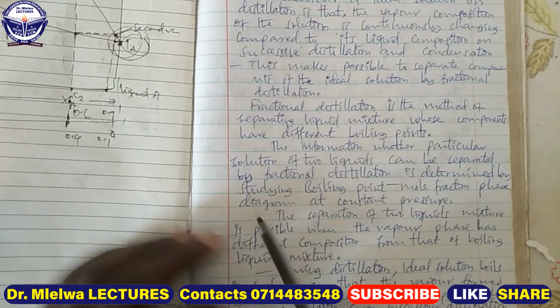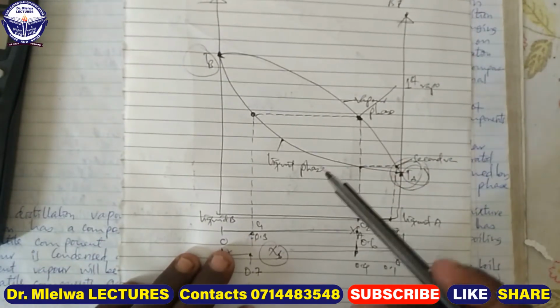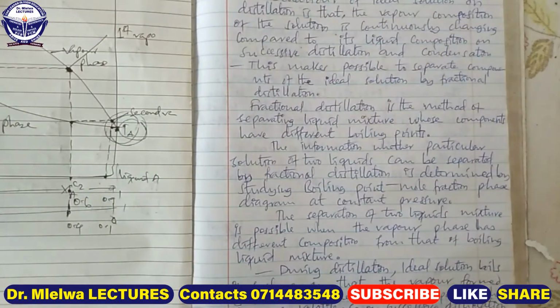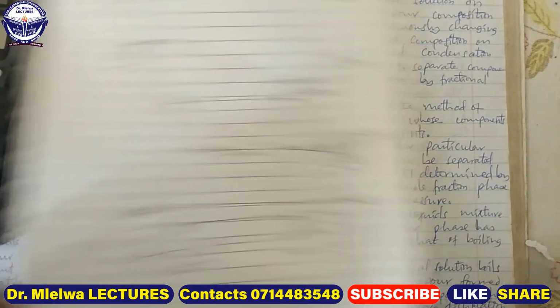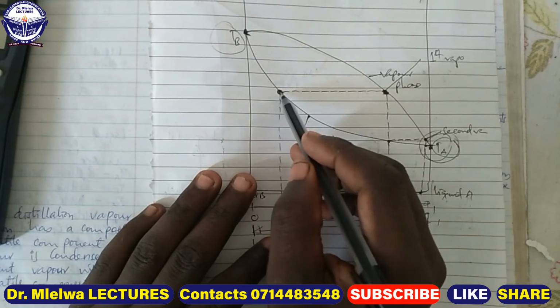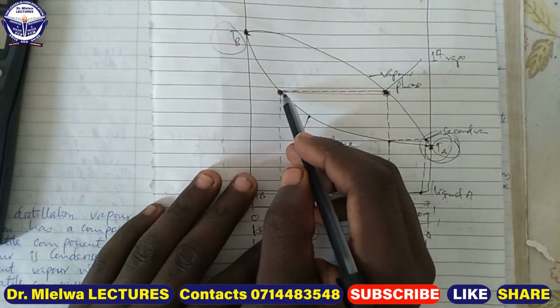diagram at constant pressure. Boiling point mole-fraction phase diagram at constant pressure inakuwaje? So ideal solution in boiling point mole-fraction phase diagram inakuwa kama hivi. Tunasema kwamba the separation of two liquid mixture is possible when the vapor phase has different composition from that of boiling liquid mixture. So kama unaona hapa kwamba tukiboil liquid hii hapa, vapor inakuwa na composition ambayo ni different from the liquid inayoboil.